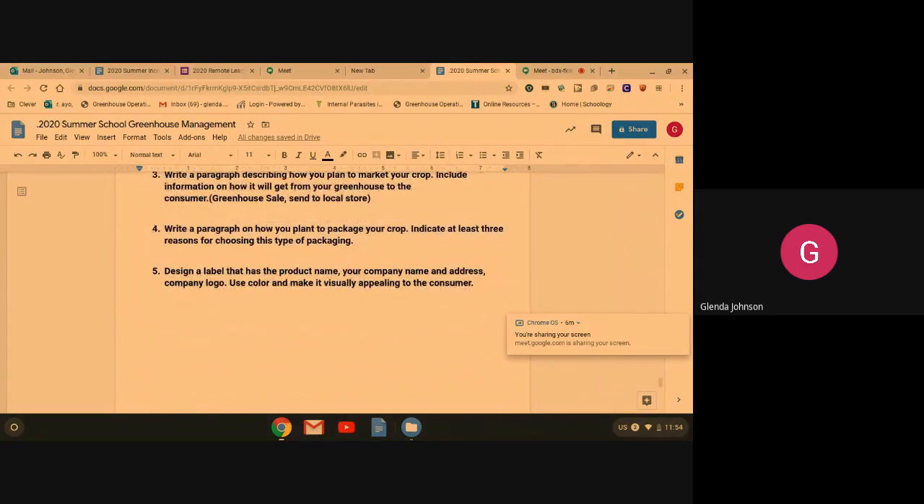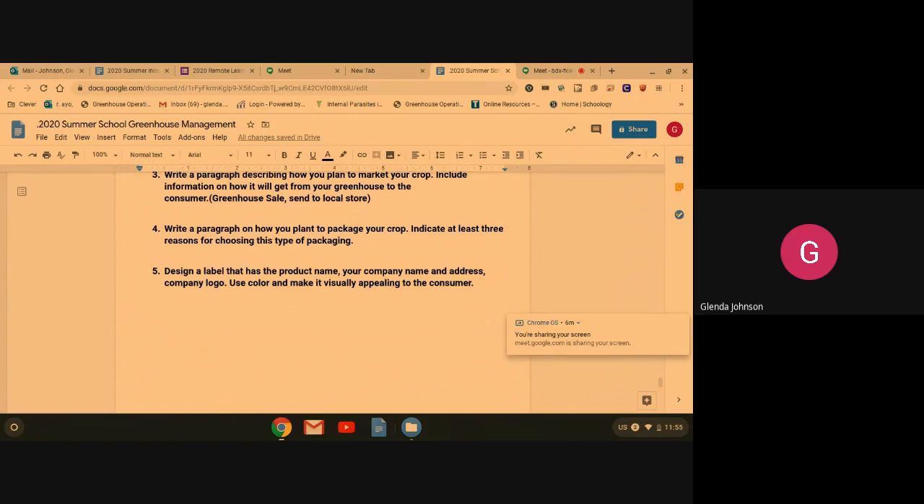Write a paragraph on how to package your plant crop. Indicate 3 reasons why you're choosing this package. So, are you going to put these in boxes and ship them out? How is that going to work?